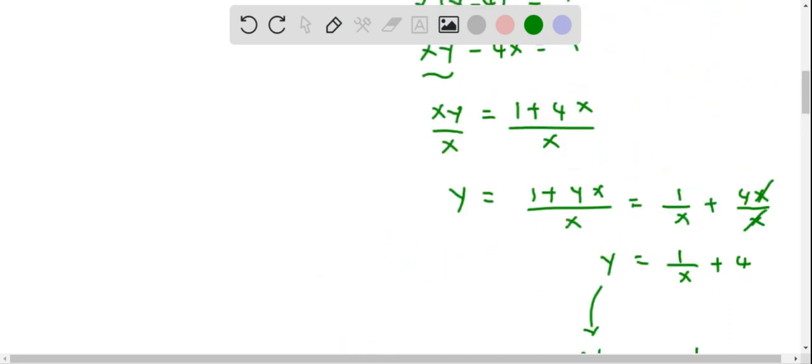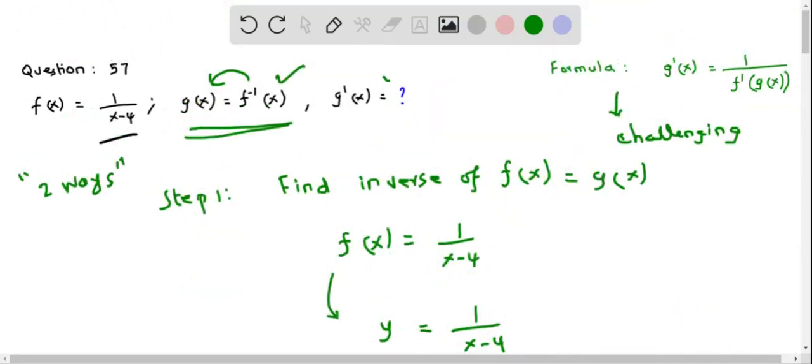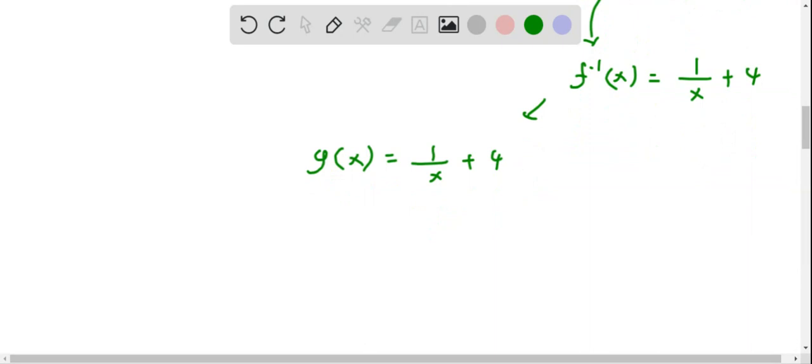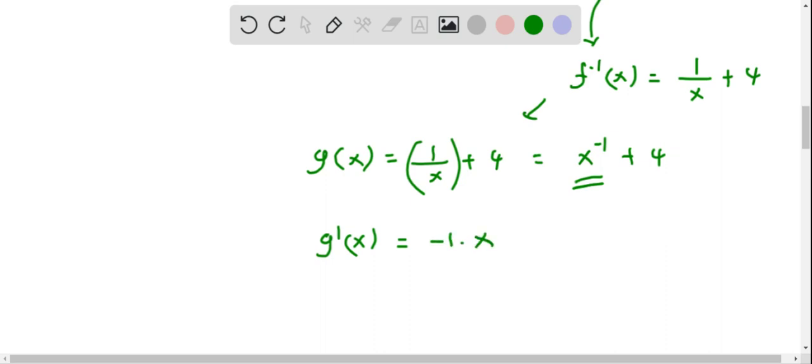Let's get back to the question. We have to find the derivative of g of x, and we can now find it because we have the function g of x. So I'm going to find g prime of x. I can find the derivative of 1 over x by rewriting this as x raised to the power of minus 1, plus 4. Now we find the derivative of x to the power of negative 1 using the power rule. We put the negative 1 in front and raise x to the power of negative 1 minus 1, which is negative 2. Plus the derivative of 4, which is a constant, is 0.